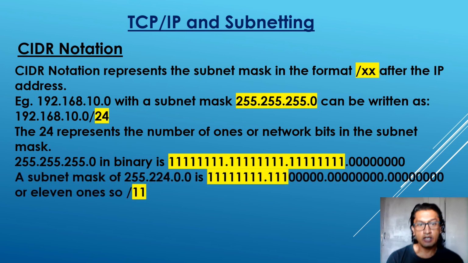A subnet mask of 255.224.0.0 written in binary gives you the number on screen. As you can see, there are 11 ones. So if you were to represent that as CIDR, it would be /11. Please note that you always write your network address before the /11, and we're going to look at more examples on this when we do variable length subnet masks, or VLSM.